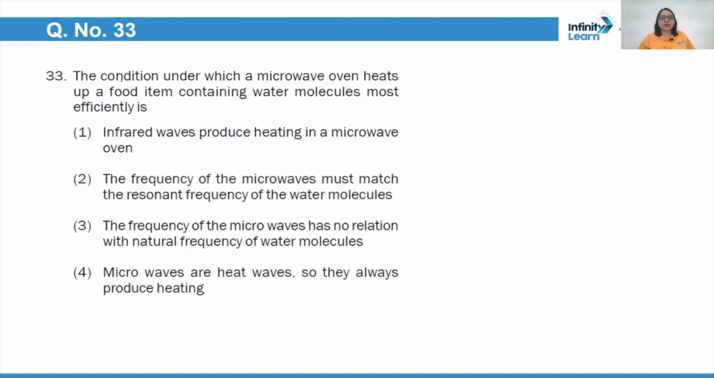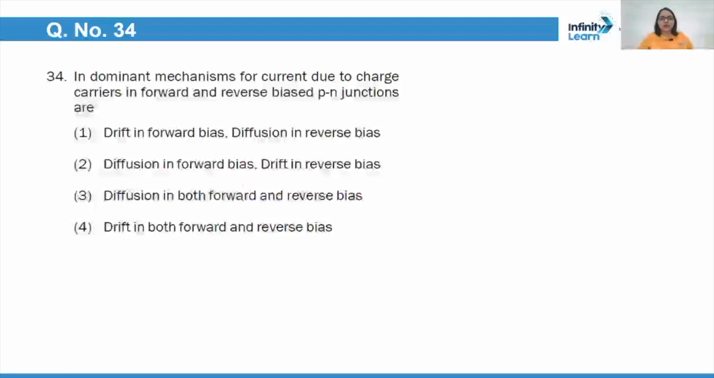Question number 33. The condition under which a microwave oven heats up a food item containing water molecules most effectively is that the frequency of the microwave must match the resonant frequency of the water molecule. So the correct answer is option 2. Question number 34. The dominant mechanisms for current due to charge carriers in forward and reverse bias PN junction are diffusion in forward bias and drift in reverse bias.